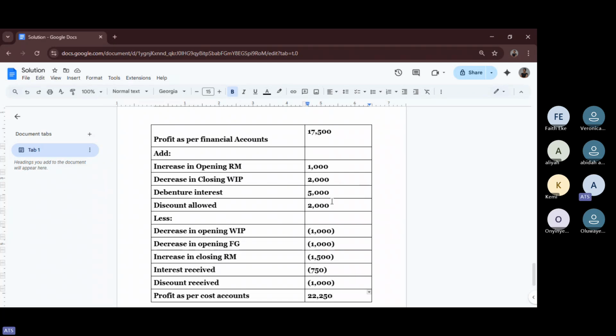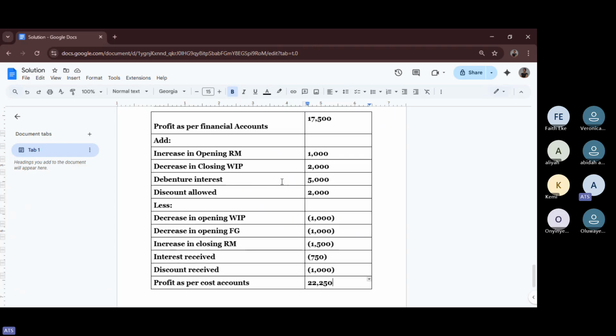Okay. So that is everything for the question. Actually, that's all we are asked to do, to find the profits and reconcile. So we have reconciled. Now, for this question that we just solved, we were not given the profit as per cost. In some questions, you'll be told that your profit as per cost account was this. So you'll be able to check if you made a mistake or not.